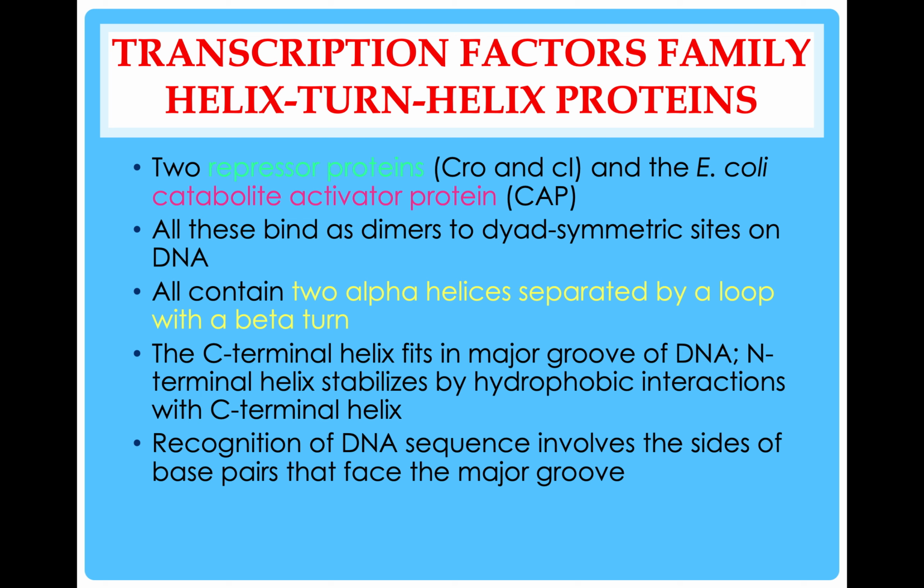separated by a loop with a beta turn, and the C-terminal helix fits in the major groove of the DNA, whereby the N-terminal helix stabilizes by hydrophobic interaction with the C-terminal helix. So the N-terminal is towards the 5', the C-terminal towards the 3', more or less, if you could imagine that. Basically their location is everywhere, but you have the ones that start it and then the ones that end it.